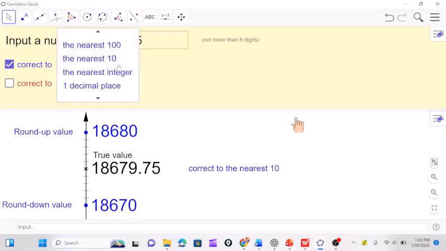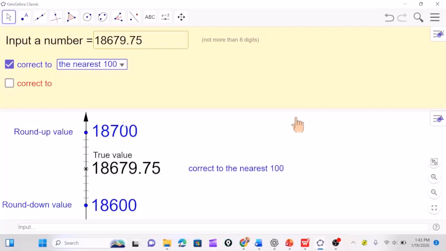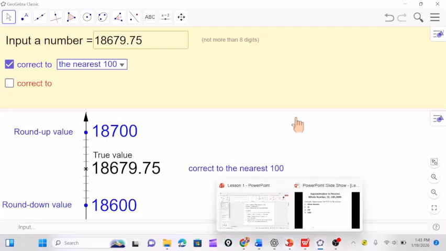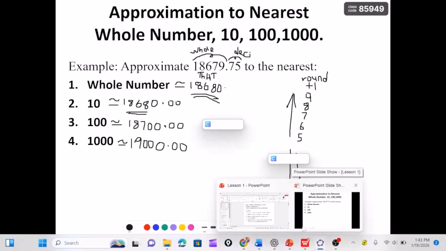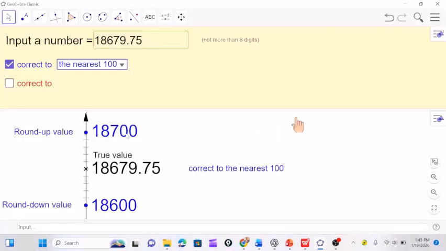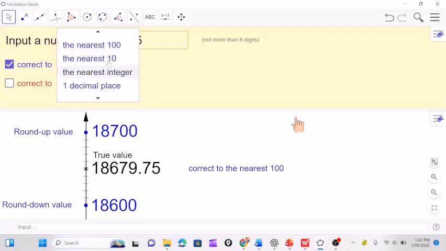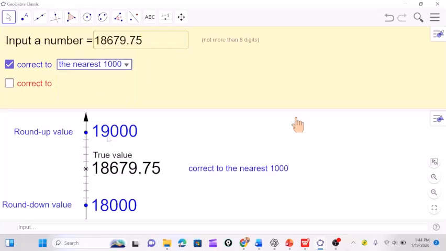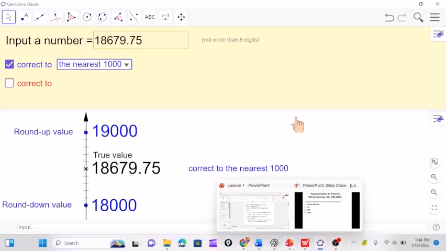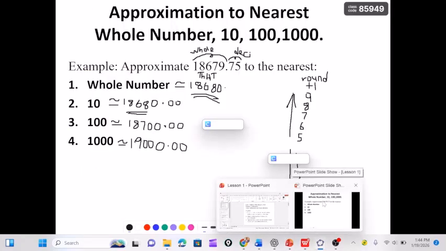So let's do nearest 100, you will see. You can see that nearest 100 gave us the same answer we got in our class. You can see it, 18,700. But if you round down, you are getting 18,600. But this is the correct answer we need. If you try 1,000, you see that it will give you 19,000. So this is to the nearest 1,000, and that is what we did in the class.